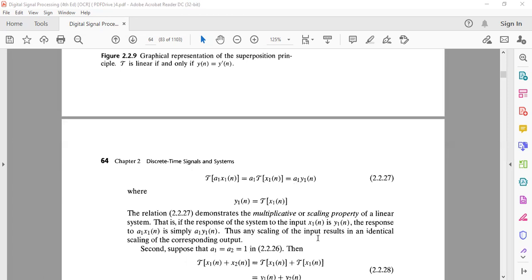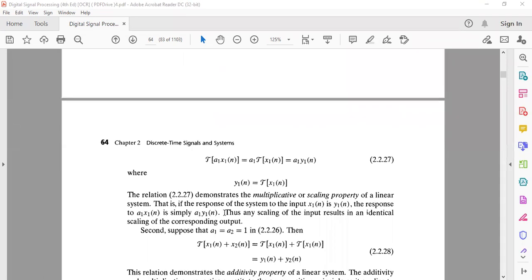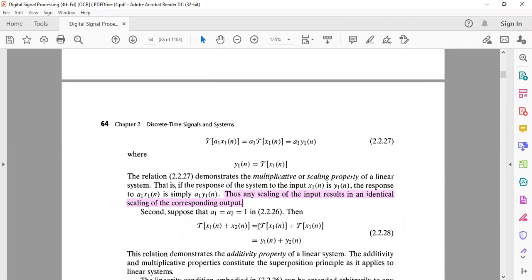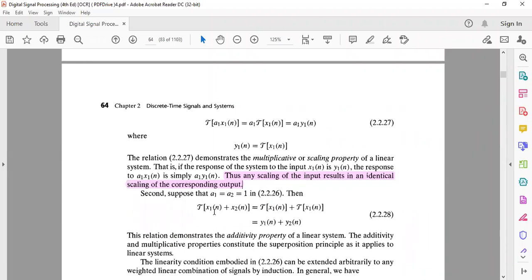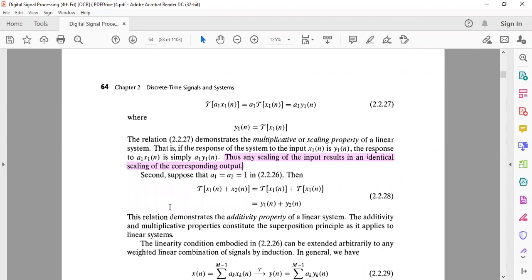Thus any scaling of the input results in an identical scaling of the corresponding output. Suppose that the constants a1 and a2 are equal to 1. Then we would have the transformation on the inputs becoming y1 plus y2. This relation demonstrates the additivity property of a linear system.